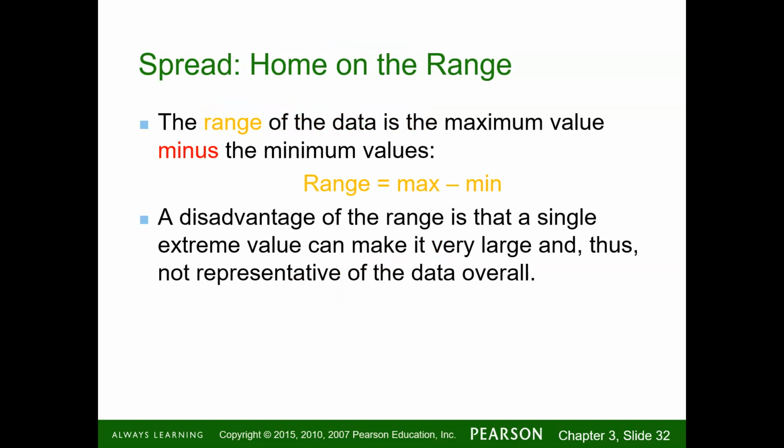Another calculation they use to talk about the spread is the range, like the max minus the min. You've probably seen this one many times before. Now, range can be messed up if there's some huge outlier on the outside.